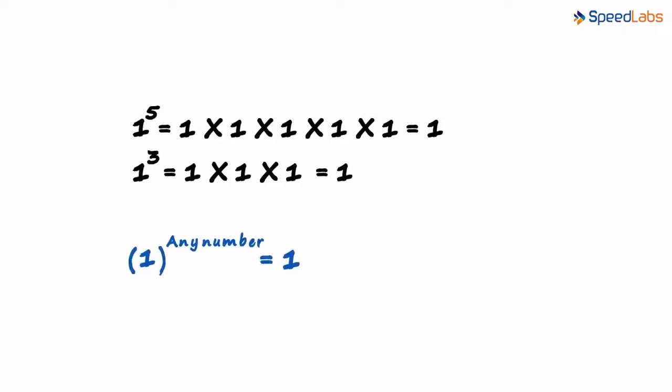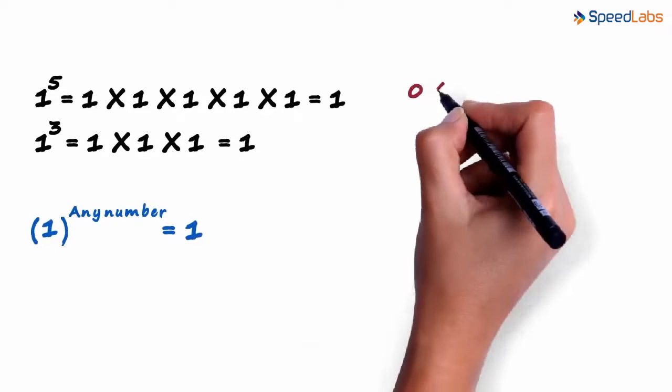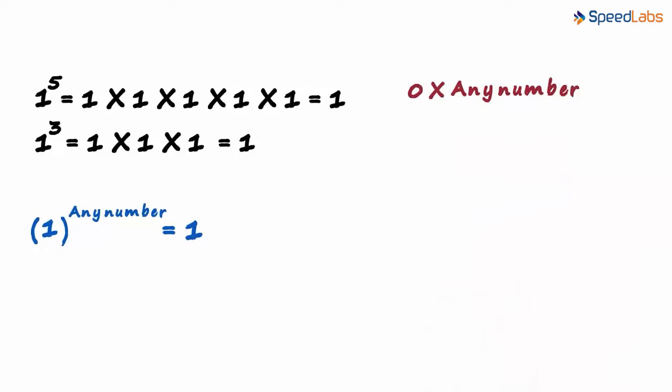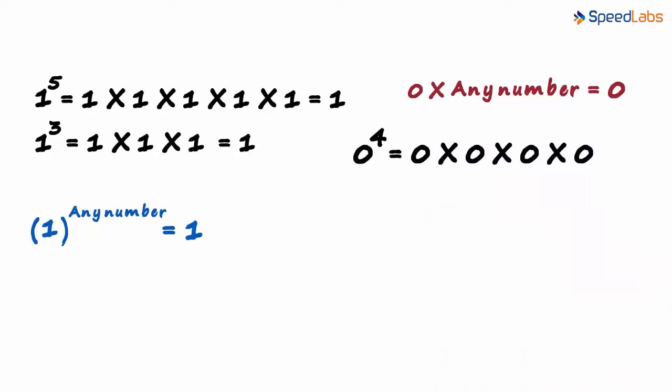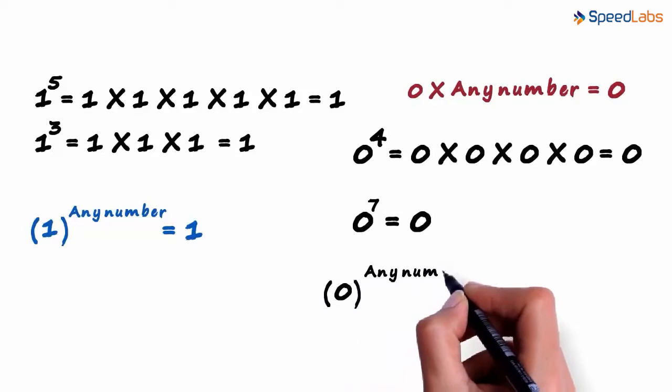Now let's understand the other concept. We know that 0 multiplied by any number equals 0. So what will 0 raised to 4 be equal to? Well, we write it as 0 multiplied by 0 multiplied by 0 multiplied by 0. And since 0 multiplied by anything is 0, this result will also be equal to 0. 0 raised to 7 will also equal 0. Even 0 raised to 3000 would equal 0. So you would have guessed the property by now. 0 raised to any number equals 0?